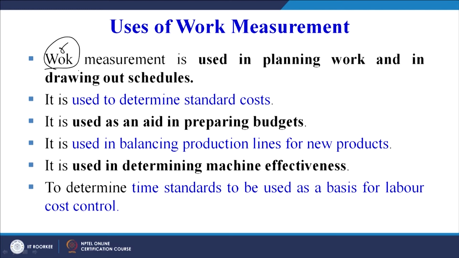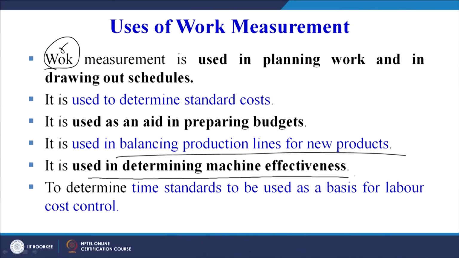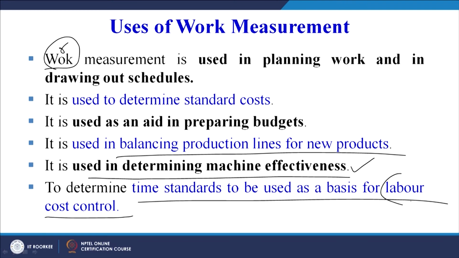It is used in balancing the production lines for new products. So, if we know the standard time required for performing the different operations on the shop floor or the various assembly operations, very easily we can balance our line based on the standard time data for various operations. It is used in determining the machine effectiveness, which I have already discussed, and to determine time standards to be used as a basis for labor cost control. So, this is also a basis for labor cost control. It is indirectly related to setting up of the wages, bonus, and incentive schemes for the worker.